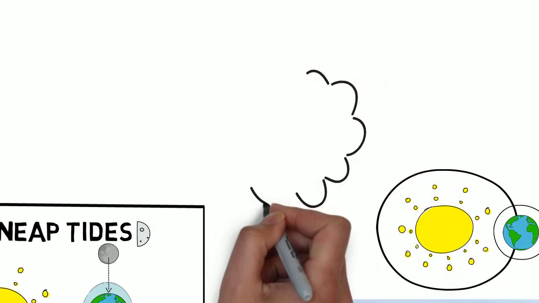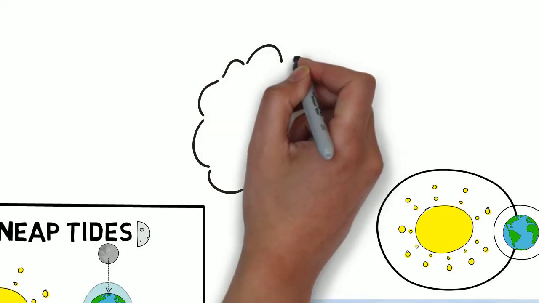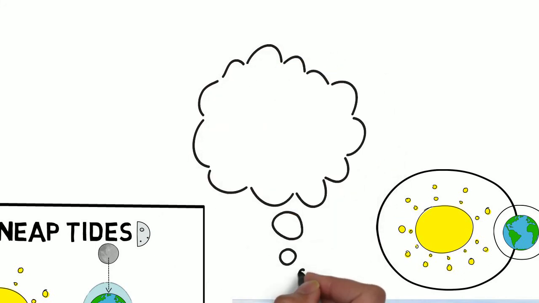There are a lot of other factors that influence tides, for example locational factors, but this is a simplified explanation of how tides are created.